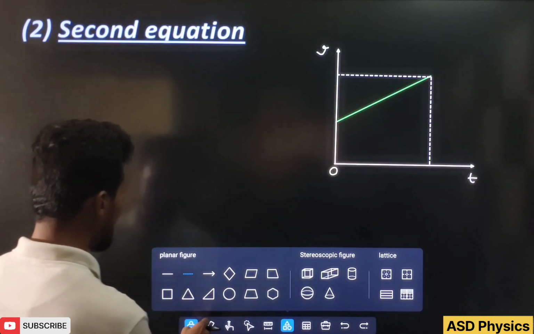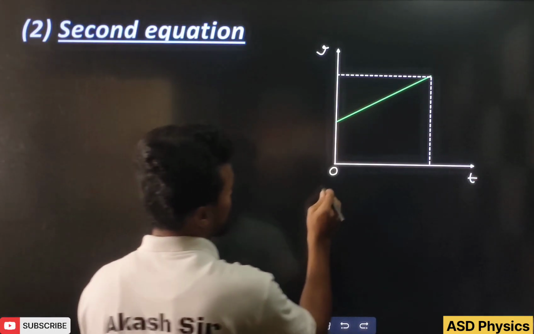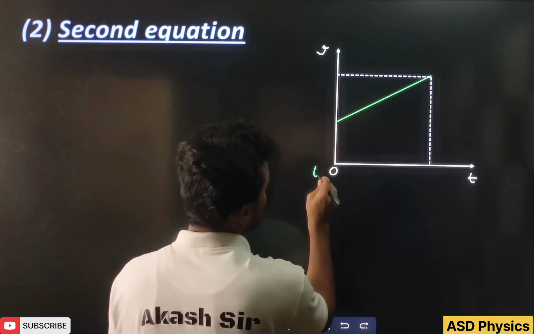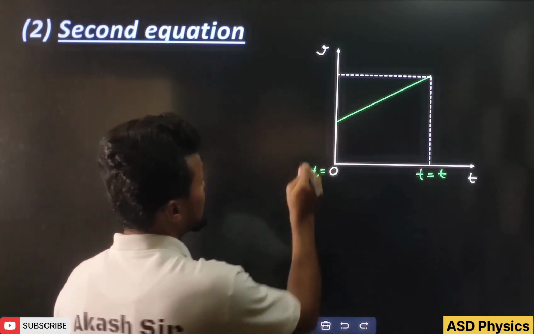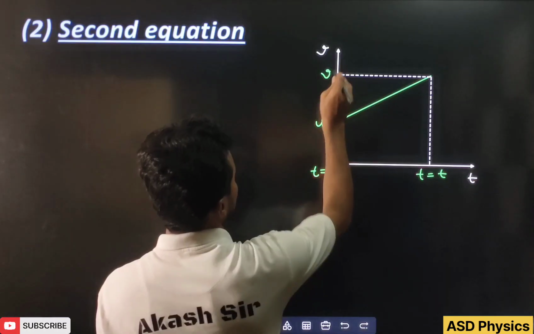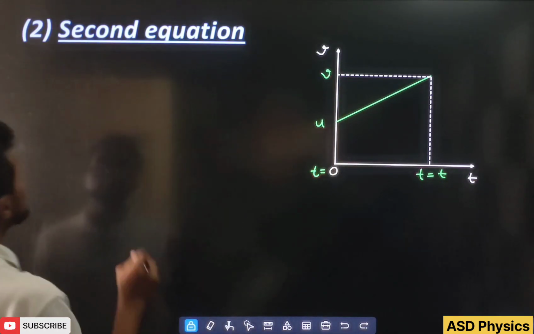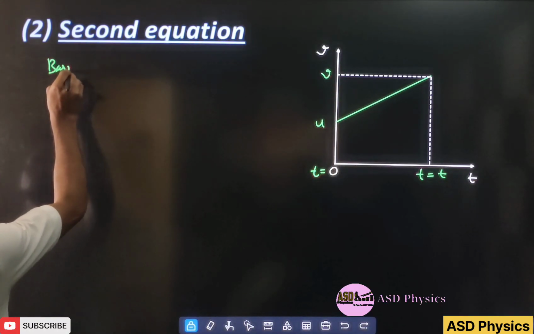So remember that here, if I write here, we know very well, this is the time t equal to 0, and here the time is t equal to t. Initial velocity is u and final velocity is v. So remember, here is the second equation.